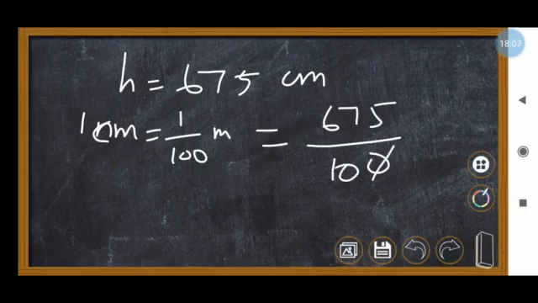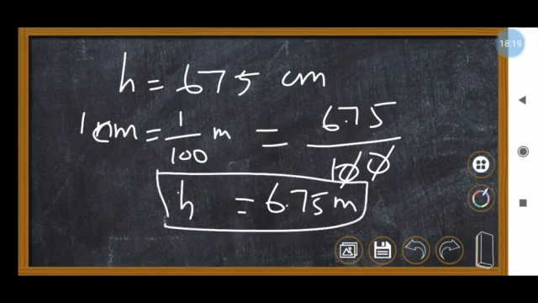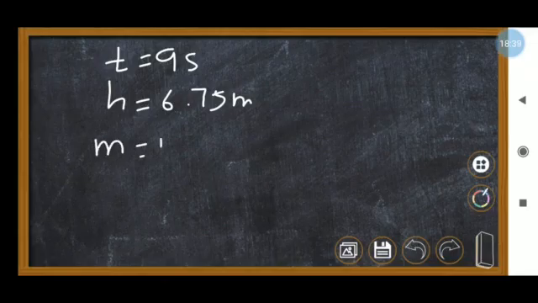So for 10, one more 0 will come. So that means 6.75 meter. Okay, so this is your height. So height we calculated, and what they said is, if you take time t equal to 9 seconds, height we calculated. So how much we calculated? 6.75 meter we calculated. And one more thing, the boy's mass they gave is 50 kg.